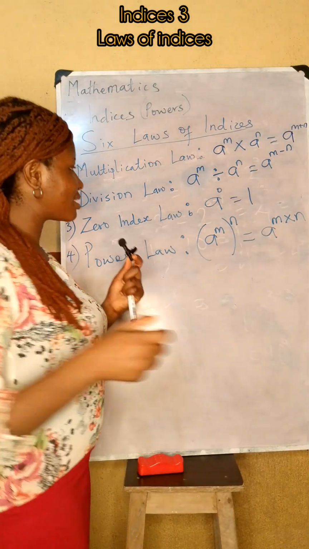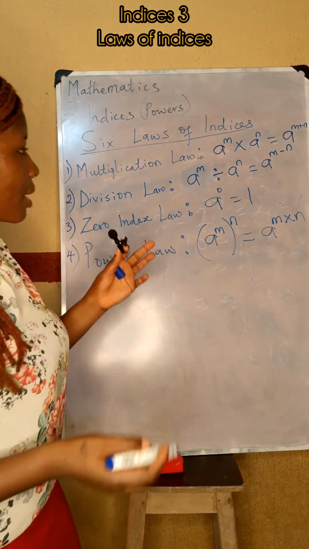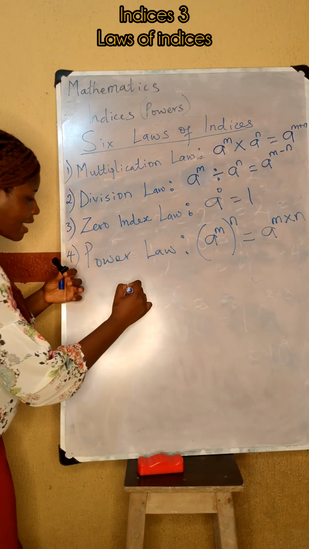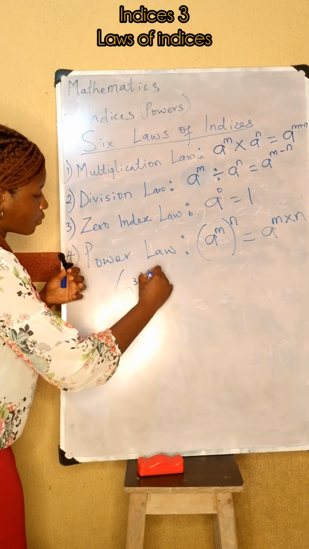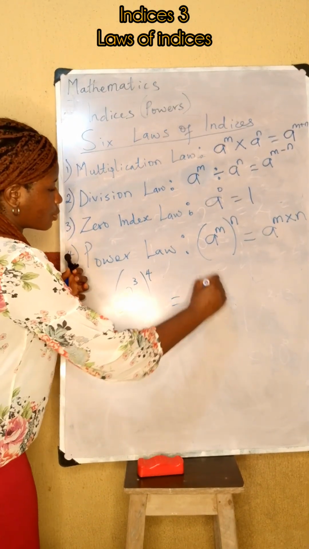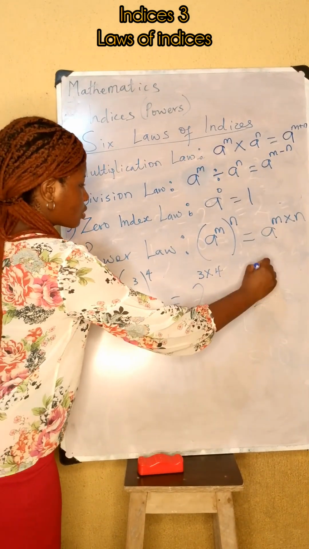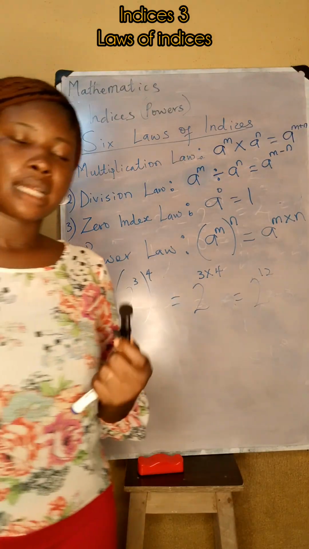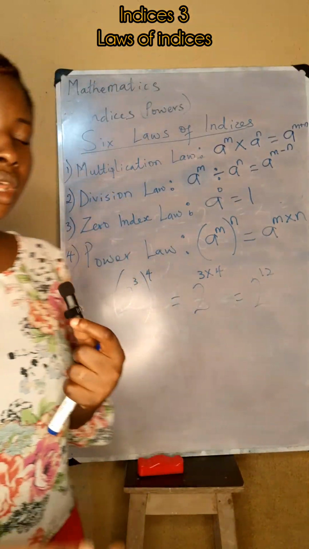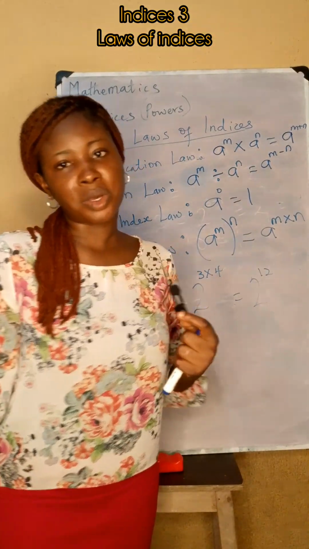I hope you got that. And this is our power law. An example of this is if I have 2 raised to power 3, all raised to power 4. This will become 2 raised to power 3 times 4, which is 2 raised to power 12. So any number you have that is raised to a power and again raised to another power, all you do is multiply the two powers.